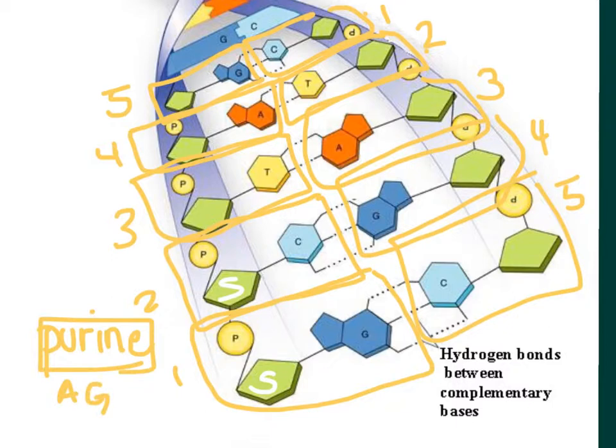Our pyrimidines. When do you test on this material, by the way? Next Tuesday. Because I told you guys last Friday. So you did remember it from last Friday. Your pyrimidines are thymine and cytosine, and they're only 1 ring across.